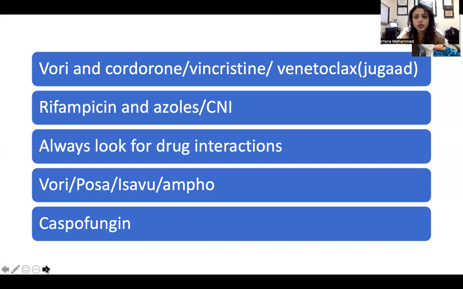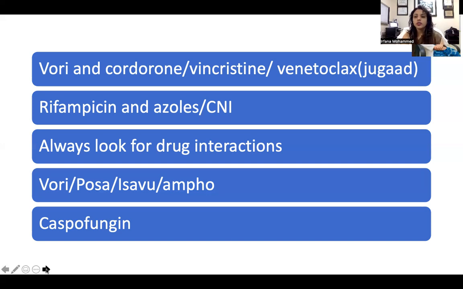And second thing is voriconazole with vincristine. In hematology patients like AML patients, when you are using voriconazole along with vincristine, the combination will lead to vincristine toxicity. So you may have to decrease the dose of vincristine. Basically, azoles are enzyme inhibitors, so they increase the concentration of the other drug by decreasing the metabolism.